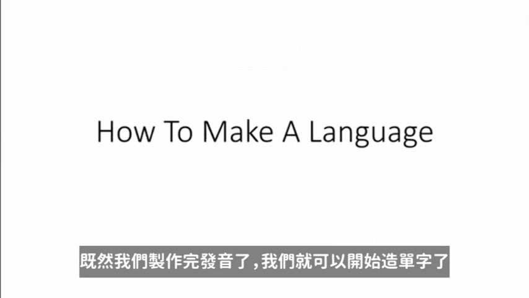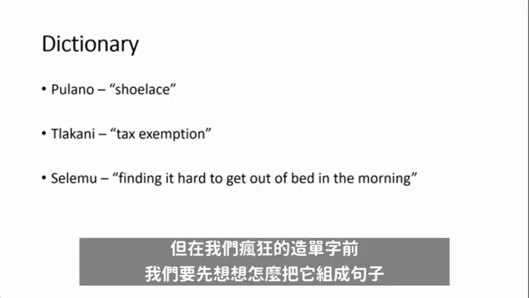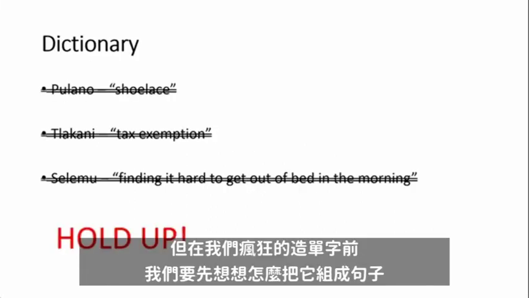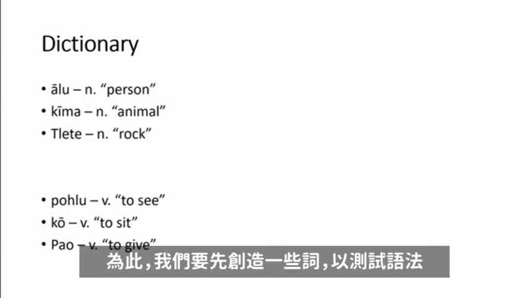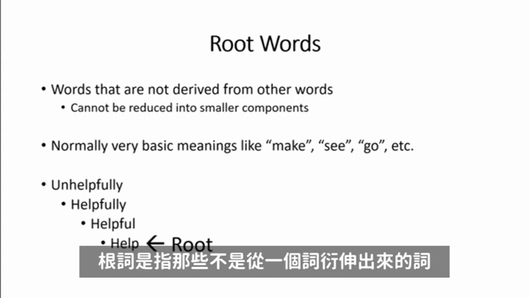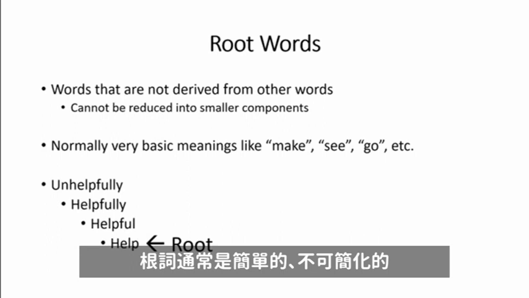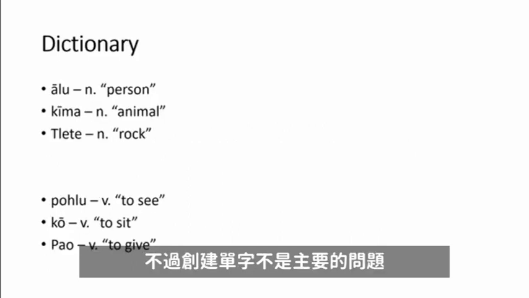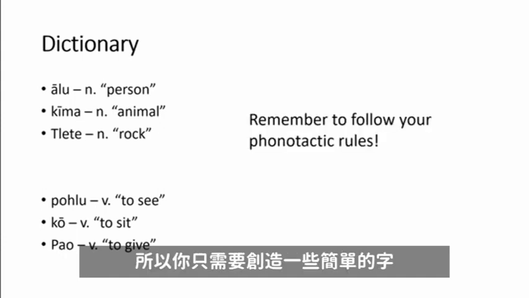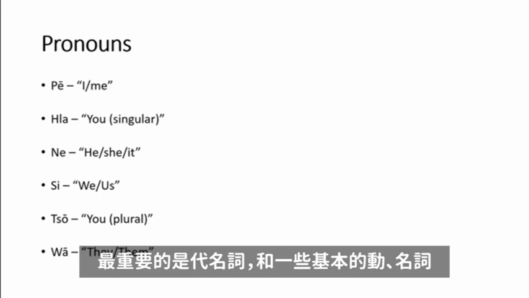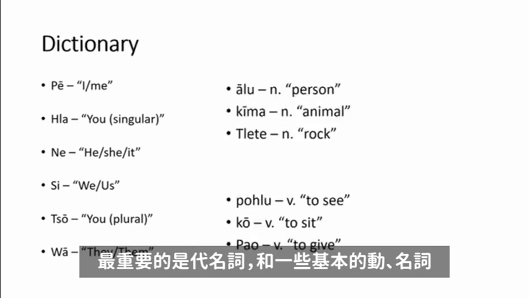Alright, now that we have the phonology of the proto-language down, we can start to create some words. But before we go crazy coining words left and right, we have to have an understanding of how to organize them into phrases. For the purposes of testing grammar and constructing simple sentences, we'll coin just a few basic root words. Root words are those that are not derived from any other word. These are normally simple, irreducible concepts. At this point in the process, word creation is not our primary concern, so you'll only need a handful of very basic roots. The most important ones to get down are the pronouns, plus a few basic nouns and verbs.